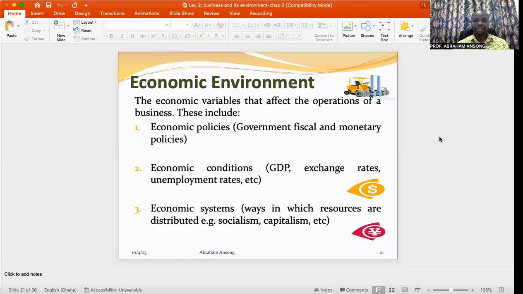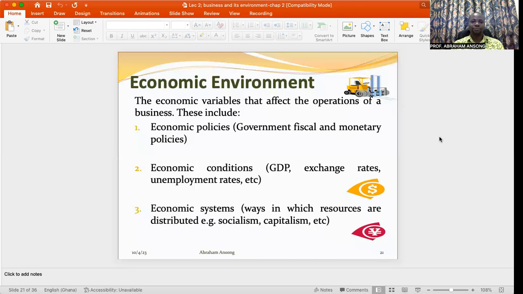Okay, but the last point is also important. Especially if you want to go into international business, know the economic system that a particular country is operating. All right, so socialism or capitalism. Largely all the systems can be divided now into these two, even though socialism is almost also fading, all right?